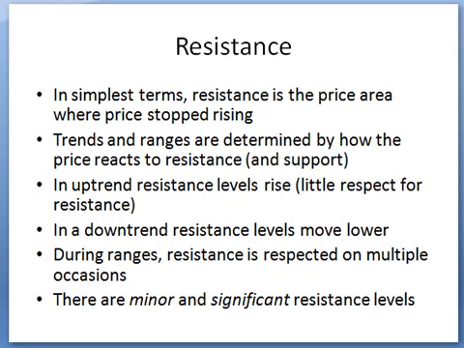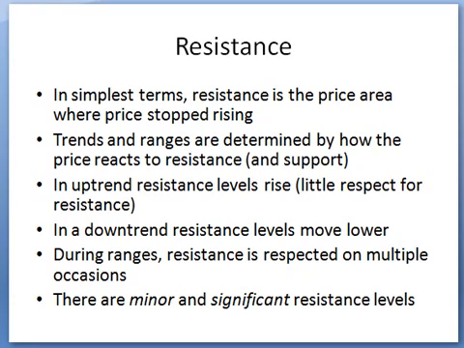Resistance, in simplest terms, is an area where price stopped rising. Once again, how price reacts around resistance as well as support will determine if the price is in a trend or a range. In an uptrend, resistance levels are rising. There's little respect for former resistance levels as the price just continues to push up. In a downtrend, resistance levels move lower as the price continues to drop.